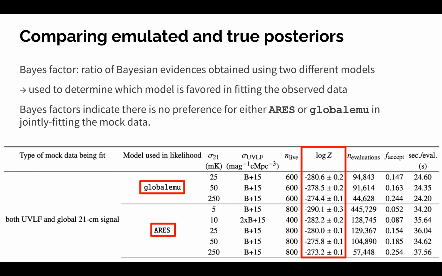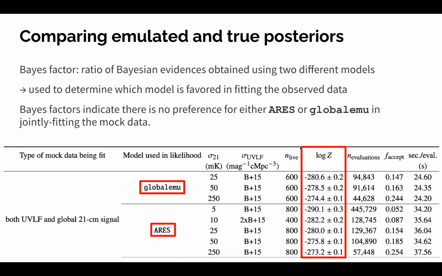So really quickly, let's talk about the Bayesian evidences. I talked about the Bayes factor before. The evidence is the denominator in Bayes' theorem, and it's called the marginal likelihood, and it's used to compare the results when using your 2 different models. What I'm showing here is the log Z, the log of the evidence, for these different noise levels that we tested using either global EMU or Aries.